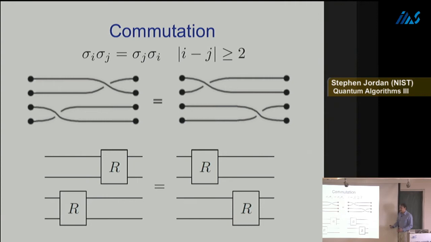And if we had some representation into unitaries, say a direct mapping from crossings to gates, then two-qubit gates would automatically satisfy this same relation. So it's a fairly familiar kind of thing.